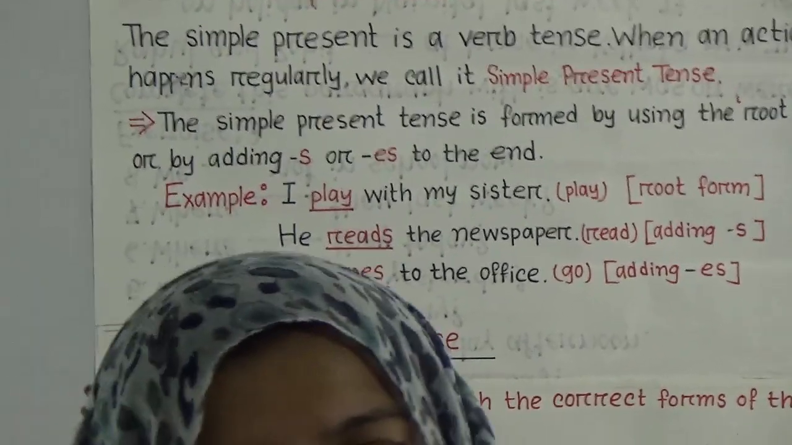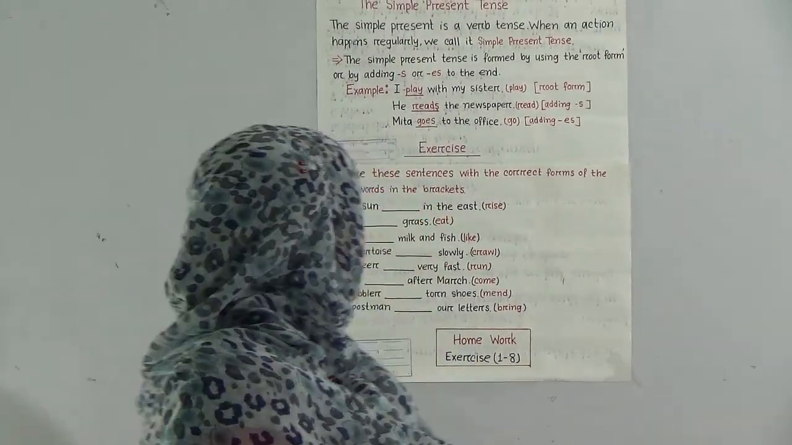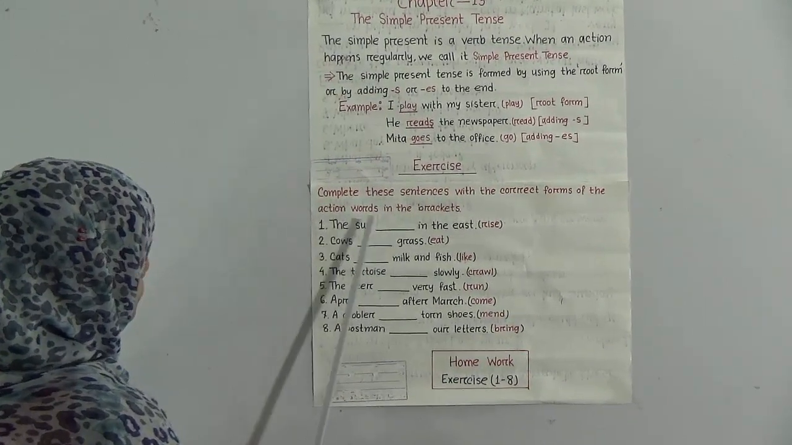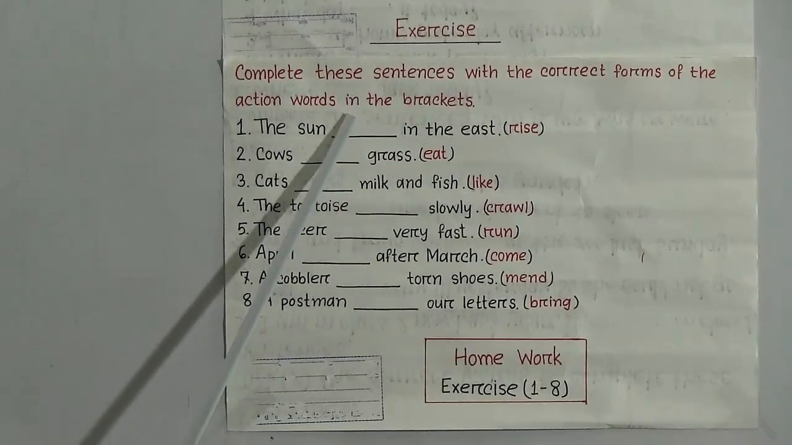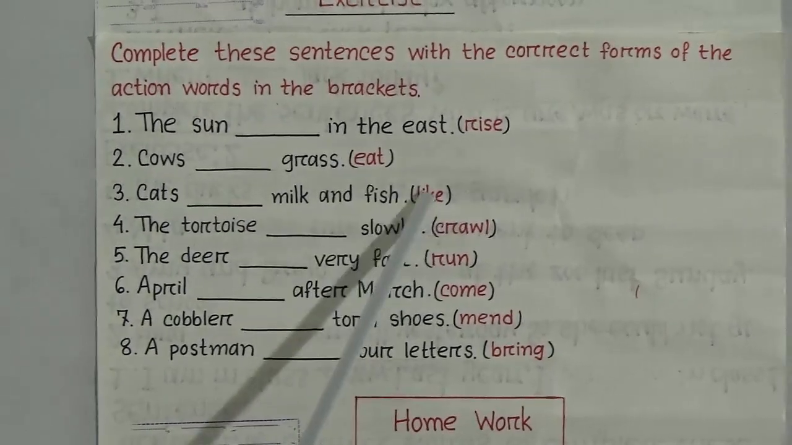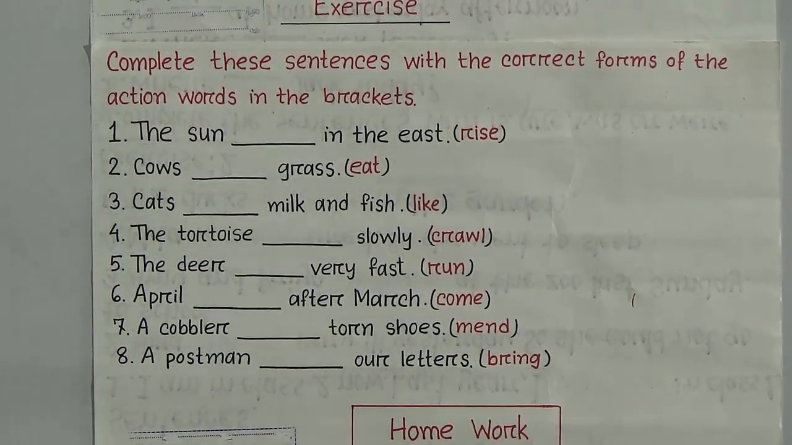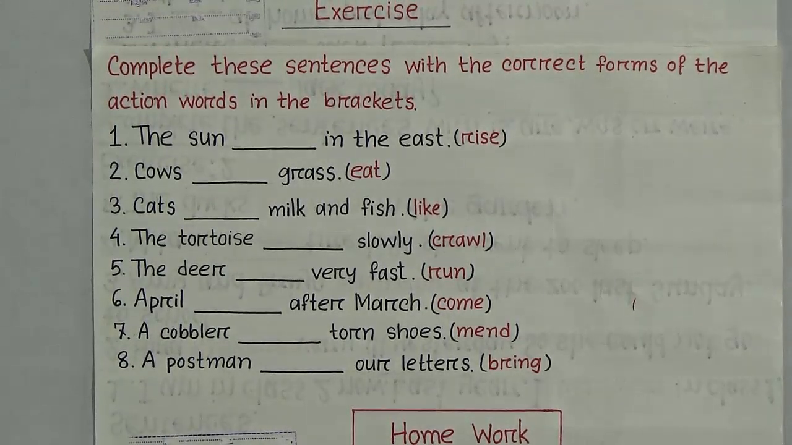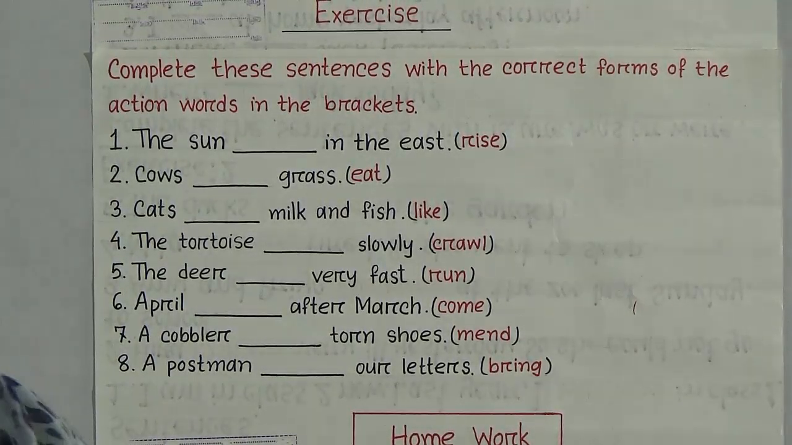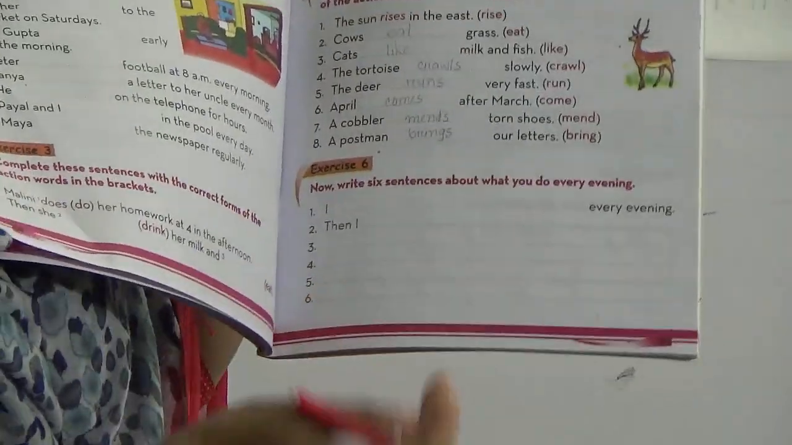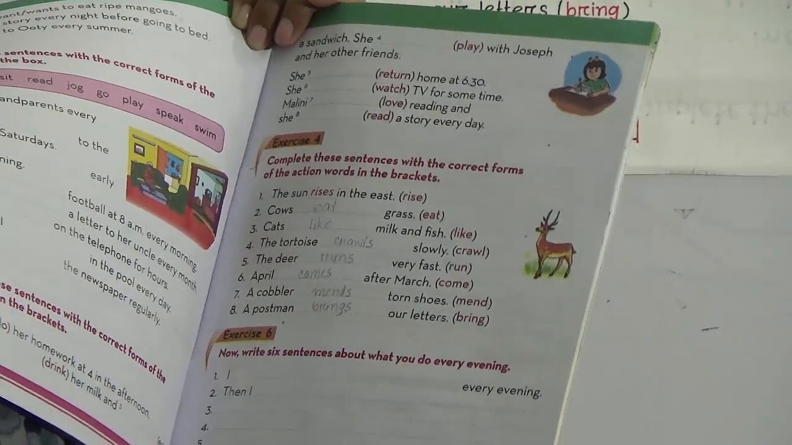Students, now we'll do some exercise for your better understanding. Complete these sentences with the correct forms of the action words in the brackets. Here you will get some sentences, and we have given some action words, and you have to make the proper use of these words. Students, take your Enjoying Grammar book, and today we will do the exercise from page number 45. Open your book, page number 45.